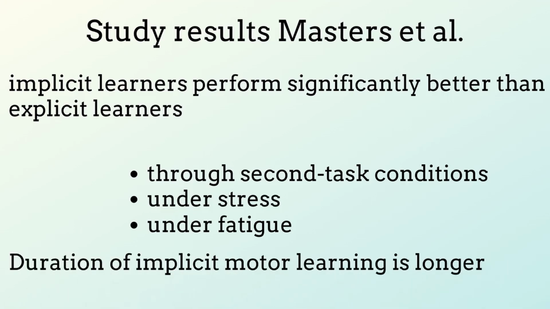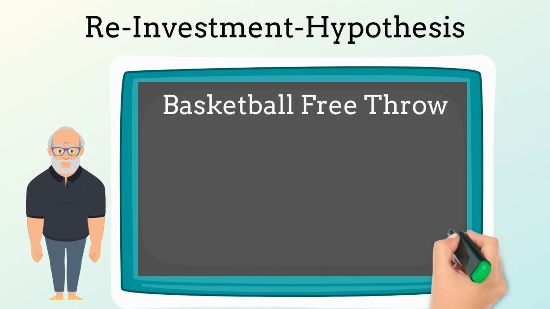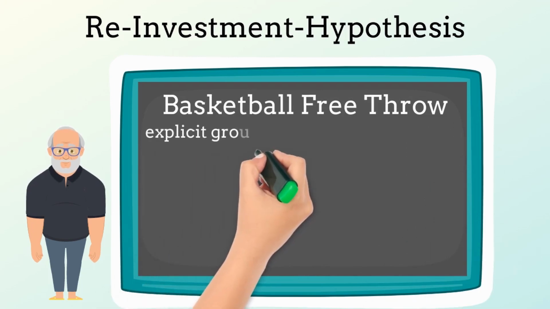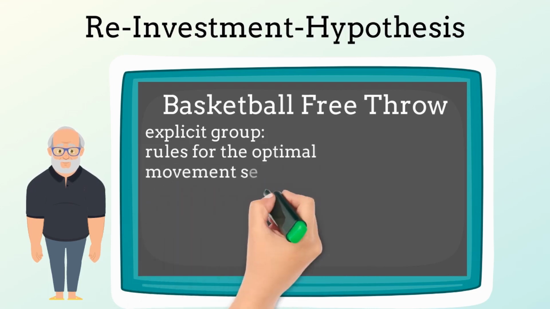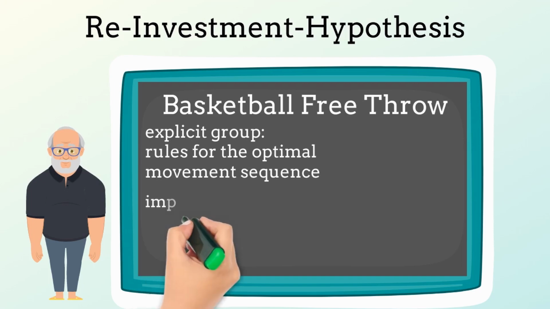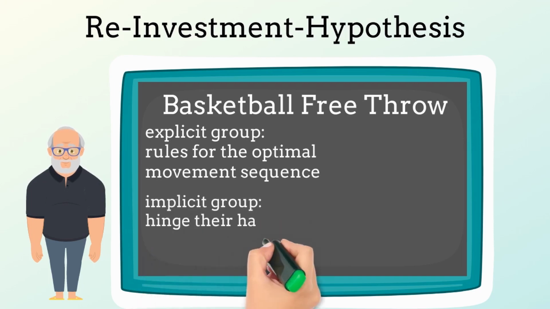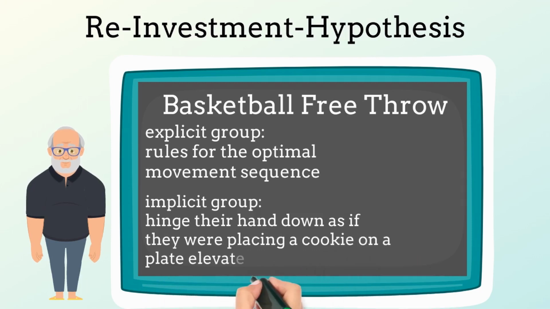In one study, Masters had female students with no previous experience practice a basketball free throw for 2 days. The students were subdivided into 2 groups. An explicitly learning group, in which the participants received detailed instructions on how exactly to execute the movement, including information on the physics of throws. In contrast, the implicitly learning group was instructed to throw using the analogy to hinge their hand down as if they were placing a cookie on the plate elevated above.